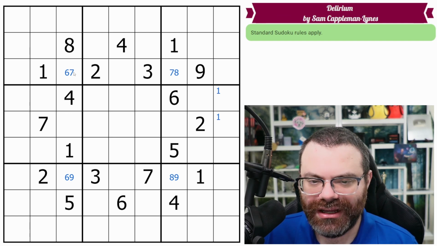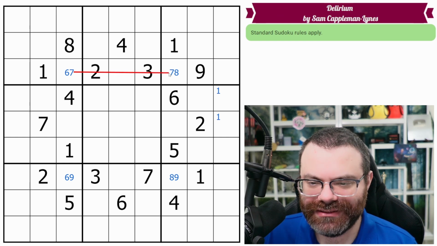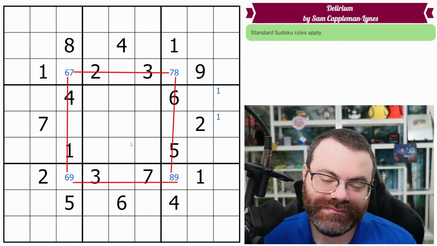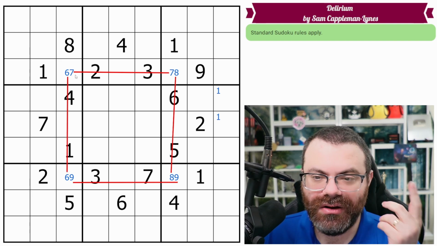So I've got a weak link between these 7s. I've got a weak link between these 8s. I've got a weak link between these 9s. And I've got a weak link between these 6s. Right? A weak link meaning both can't be true.